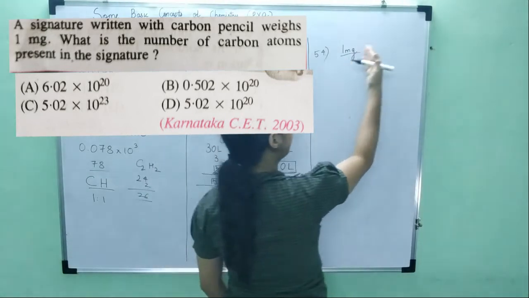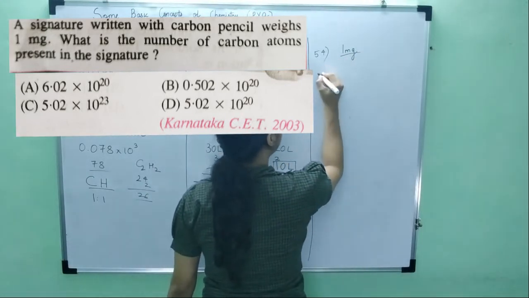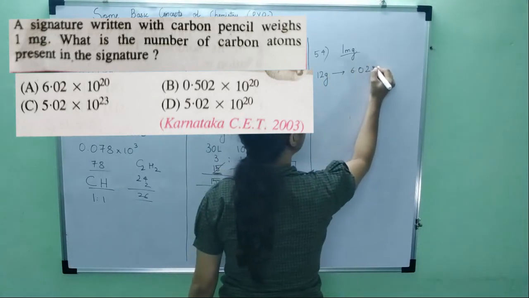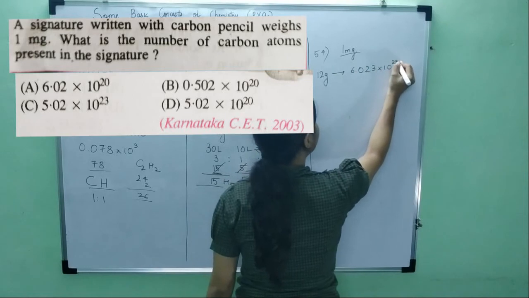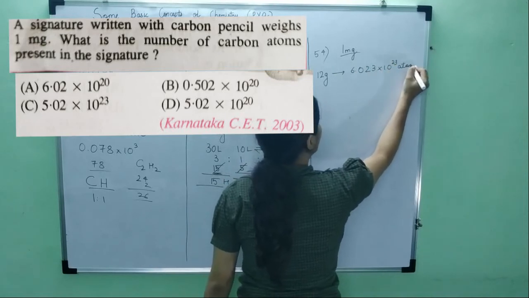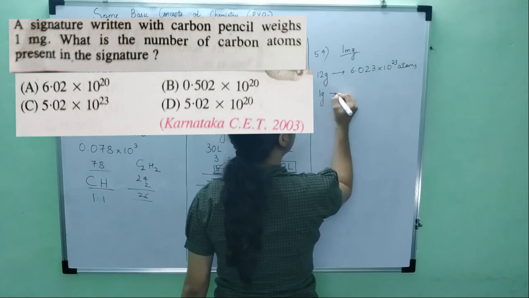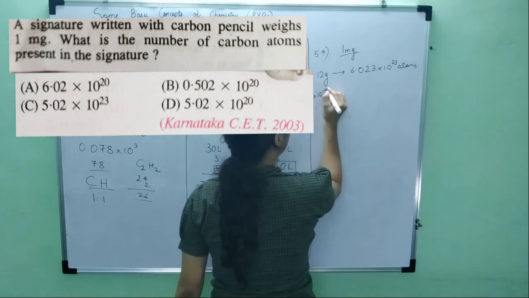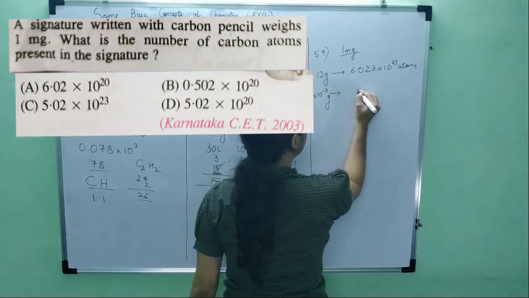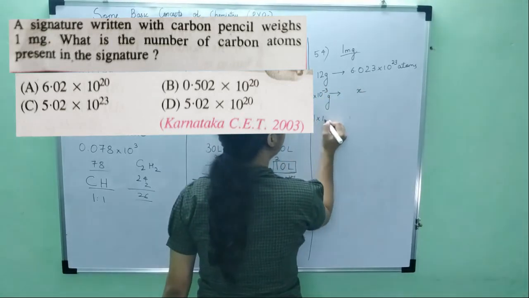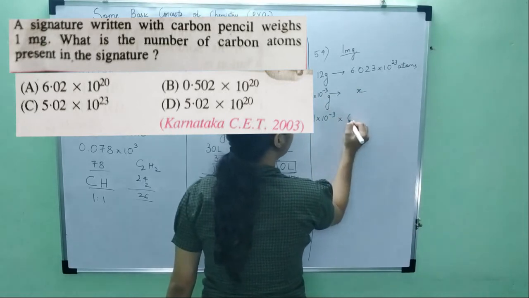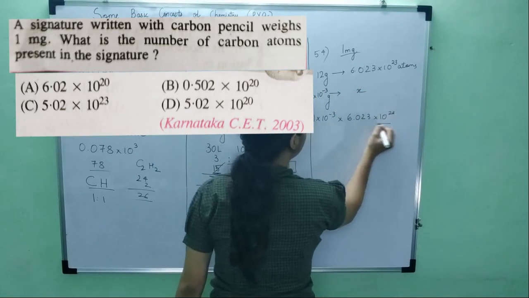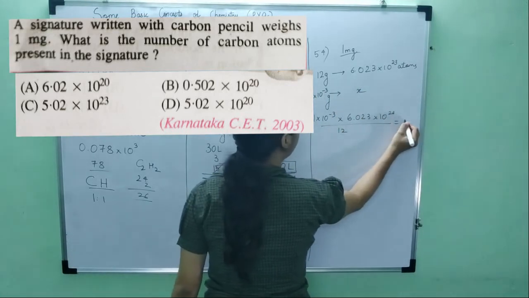So from weight we have to have a relation with number of atoms. So we know that 12 grams of carbon has how many atoms? 6.023 into 10 to the power 23 atoms of carbon. Now if it is 1 milligram, so it is not 1 gram, 1 milligram. So 1 milligram is what? 1 into 10 to the power minus 3 grams. So this will contain how much? So this is 1 into 10 to the power minus 3 into 6.023 into 10 to the power 23 divided by 12. Okay, this would be x.